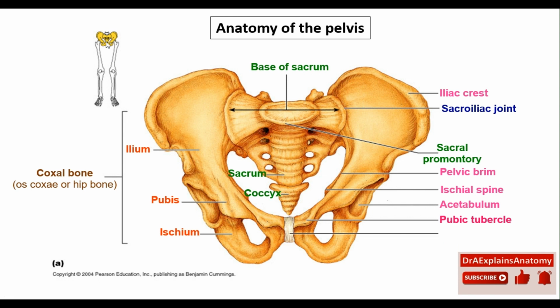This is the pubic tubercle, which is part of the pubis. And this right here is the pubic symphysis, which is a fibrocartilage disc. This right here is the pubic arch.